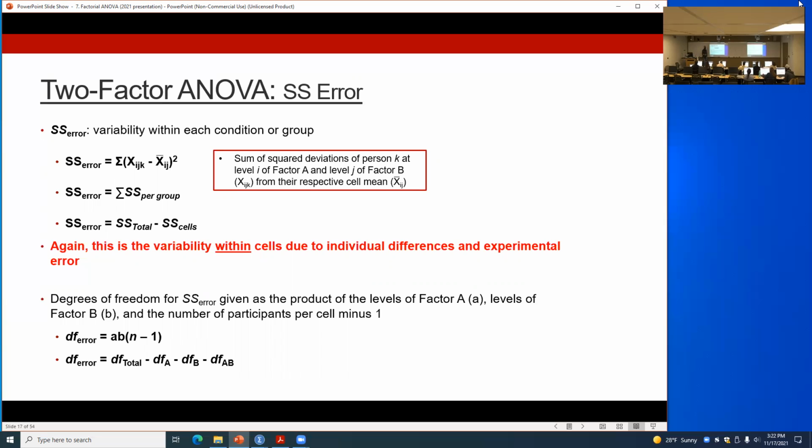Basically, if we take a look at this handout here, if I start up here with a person in the easy low group, I'm taking 3 minus 3 squared, 1 minus 3 squared, 1 minus 3 squared, 6 minus 4 squared, 4 minus 3 squared. Then move over: 2 minus 6 squared, 5 minus 6 squared. Basically, it's just the squared deviations of each individual from their group mean, their cell mean.